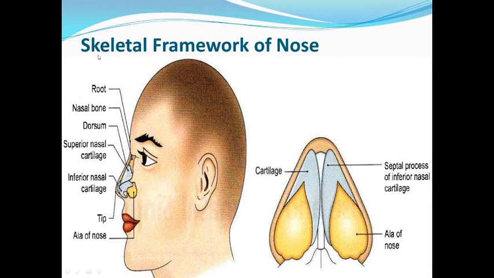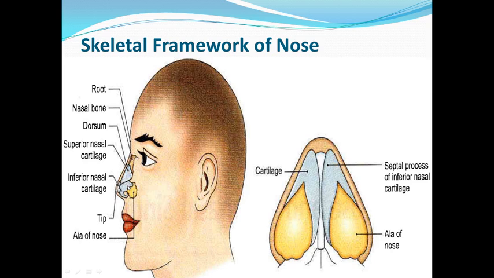Now, before telling you the skeletal framework of the nose, first of all, what is the nose? We know that the nose performs two functions. First of all, it is a respiratory passage, as we all know. Second, it has a very important function, that is the sense of smell, which is the main sensory function of the nose. So the nose has two functions: one is respiratory function and the second is the sense of smell.